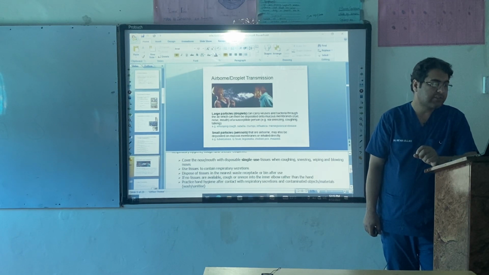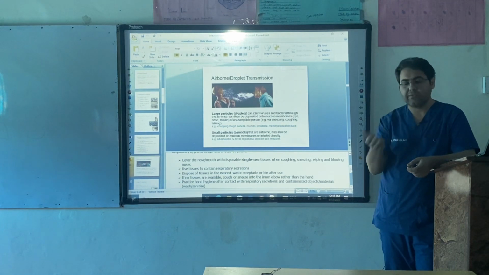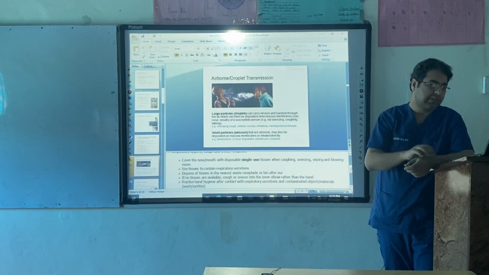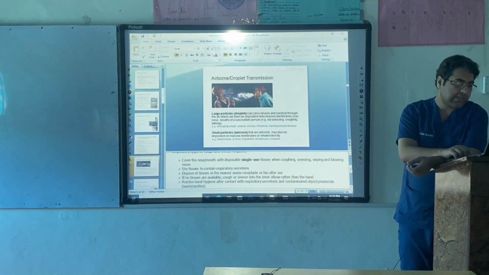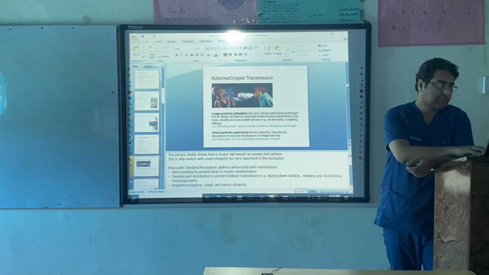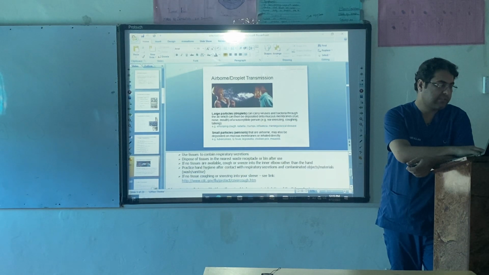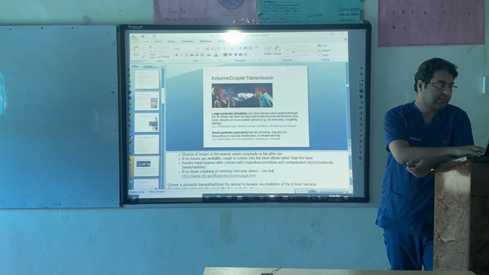Use tissues to contain respiratory secretions. Dispose of tissues in the nearest waste receptacle or bin after use. If no tissues are available, cough or sneeze into the inner elbow rather than the hand. It means that if you are coughing or sneezing, you should put yourself here. If that is not possible, you can use your arm as well. And similarly, practice hand hygiene after contact with respiratory secretions and contaminated objects and materials: wash and sanitize. If no tissues are available, cough or sneeze into your sleeves.